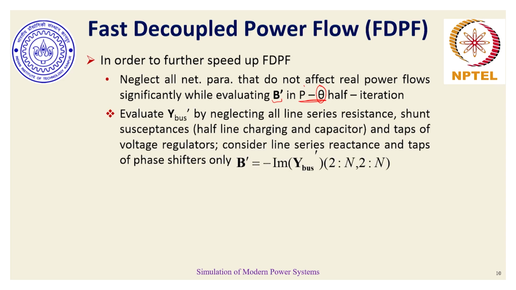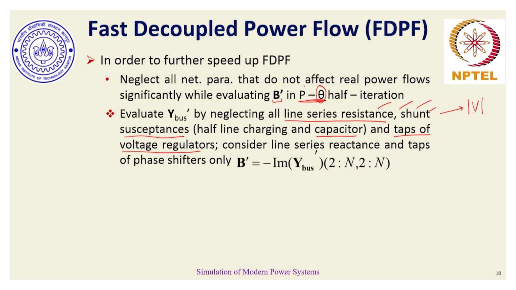So Alsac and Stott suggested that we evaluate the bus admittance matrix for the given power network, but for the P theta half iteration, we will neglect the presence of line resistance, we will neglect the presence of shunt susceptances, both half line charging as well as capacitive susceptances, and voltage regulation taps, because these devices mostly affect the voltage magnitude. They have less effect on the corresponding voltage phase angle.